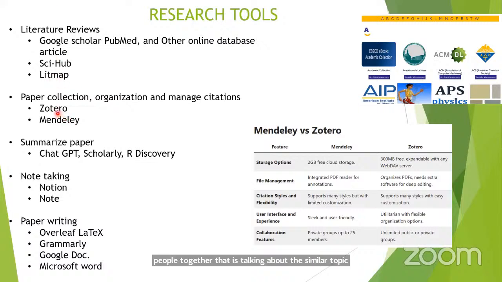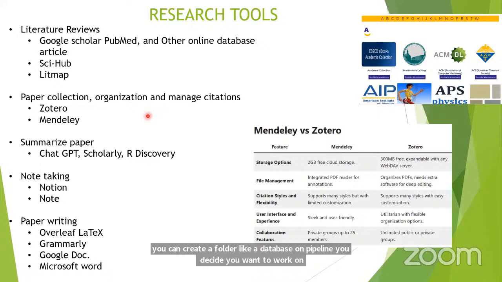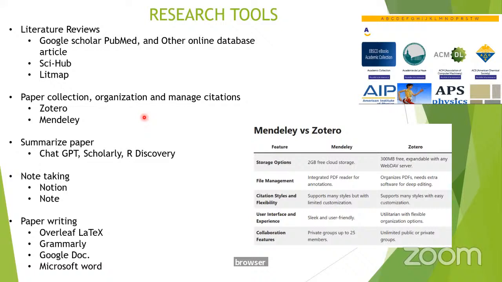Also, while you do your literature review, like I said, you might have to work on 10, 15 papers. So there are tools like Zotero and Mendeley to help you gather and organize your material. In some cases, they can also help you manage citations. For example, you have a research to work on, so you can create a folder, like a database, on the particular research you want to work on. They have some tools that are integrated into your browser. Once you have a paper of interest, you can just make a click and it gets added to your database. I'm going to show a little bit about that later.